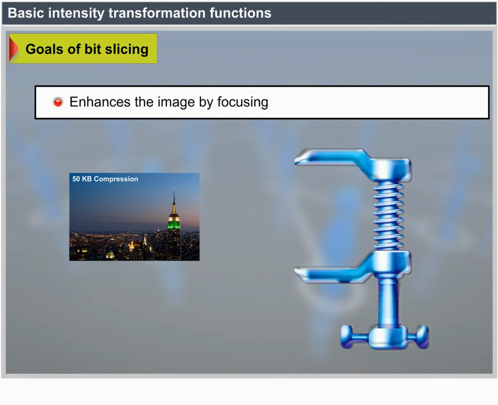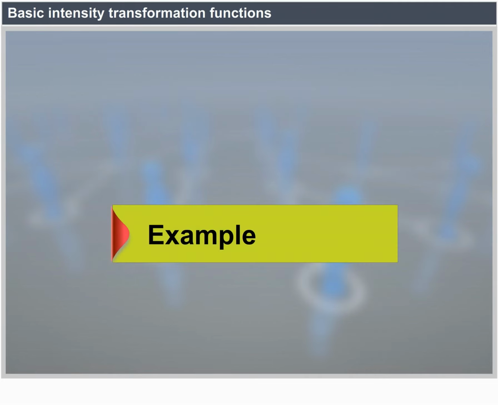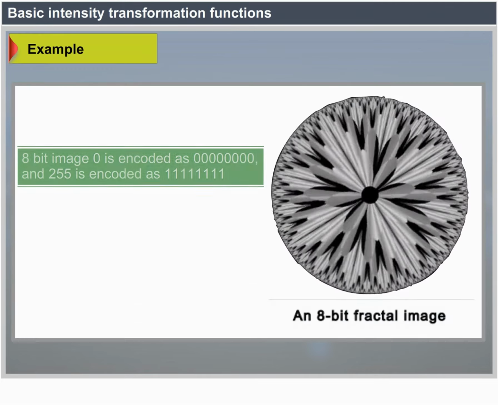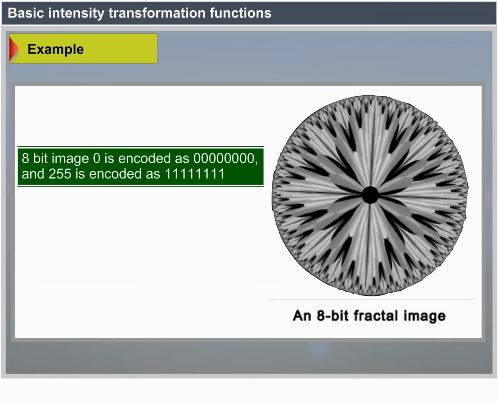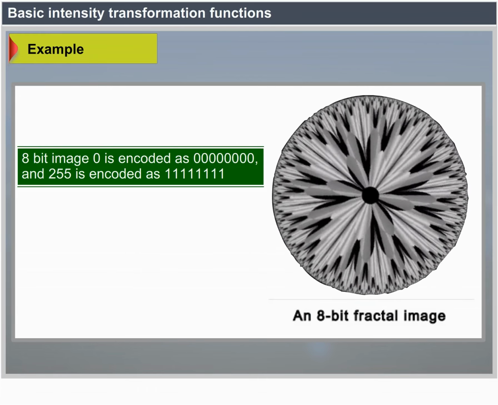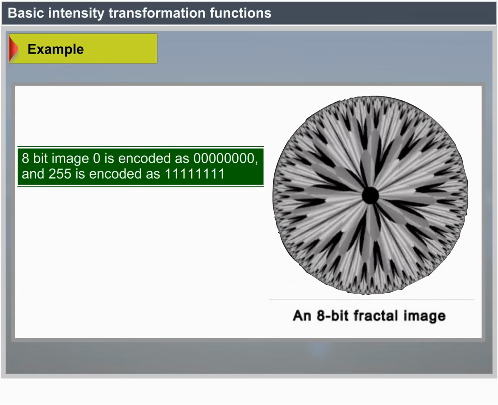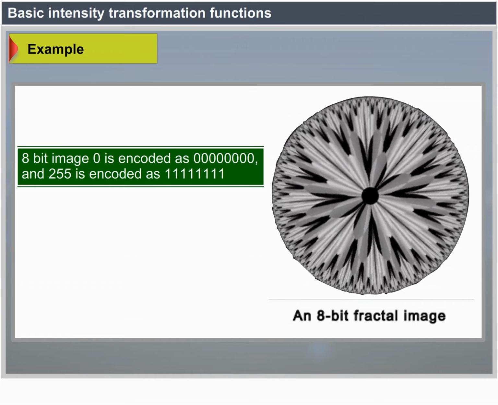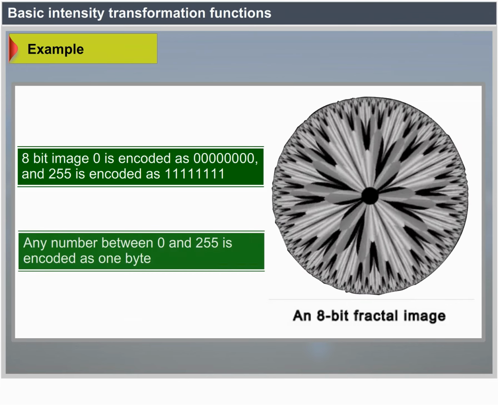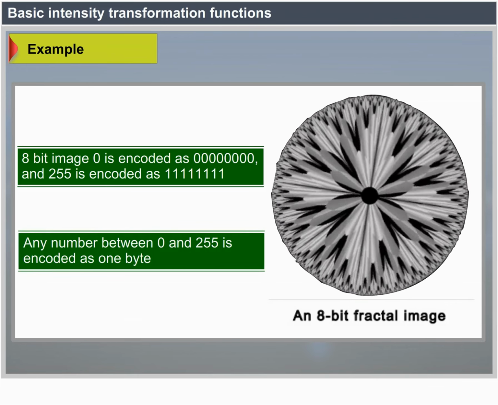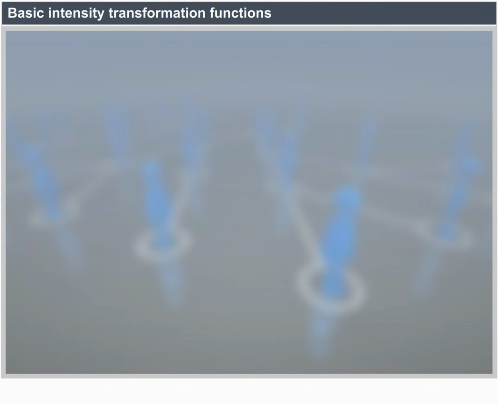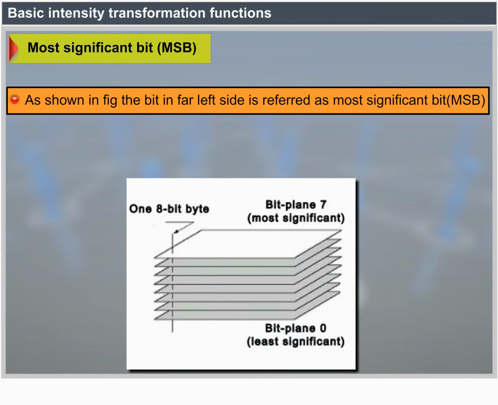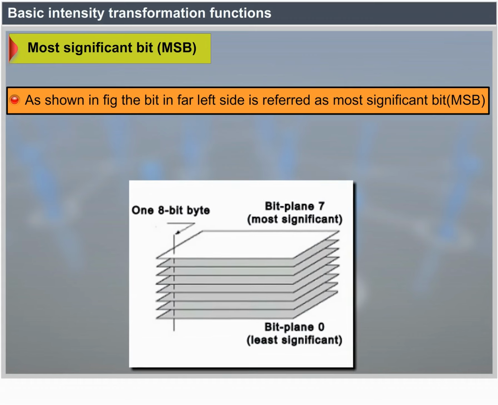Most significant bit, MSB. As shown in the figure, the bit on the far left is referred to as the most significant bit, MSB. Because a change in this bit would significantly change the value encoded by the byte, one can use only the MSB to represent a pixel, which reduces the gray level image to a binary level image. Least significant bit, LSB. As shown in the figure, the bit on the far right is referred to as the least significant bit, LSB, because a change in this bit does not change the value encoded by the byte.